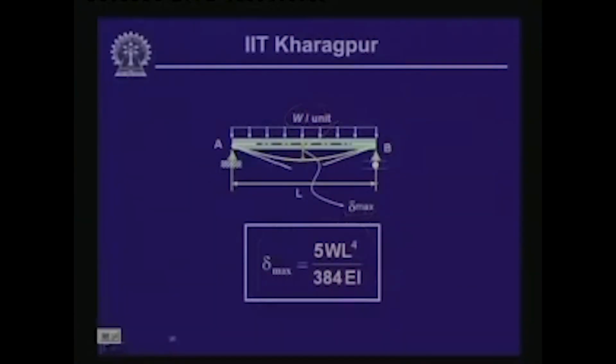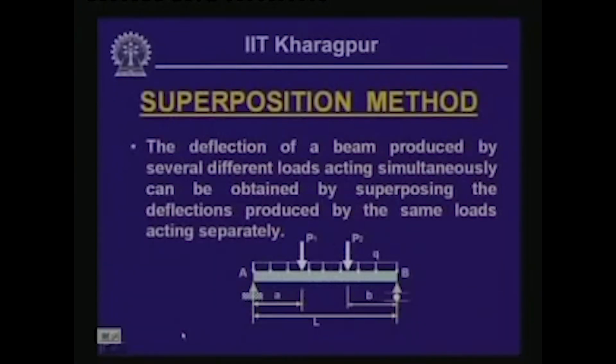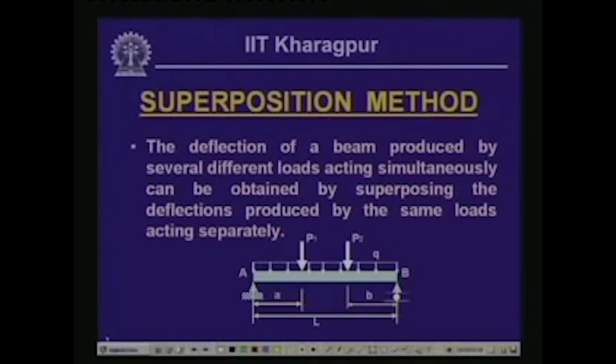So, for a simply supported beam subjected to uniformly distributed load, the maximum deflection occurs at the center of the beam, and its magnitude is 5 times W L to the power 4 by 384 EI, where EI is constant throughout the beam, which we have termed the flexural rigidity. Well, after looking into these questions, let us look into another aspect of the evaluation of deflection.